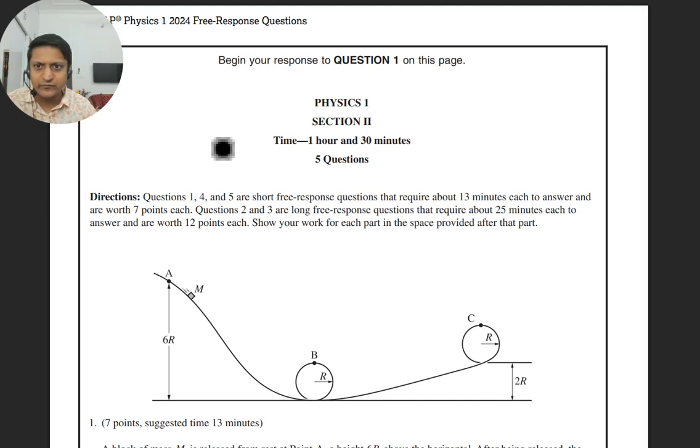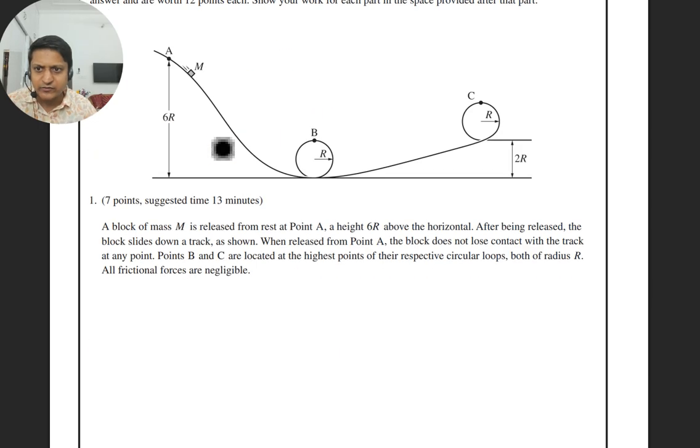This is a question from the 2024 FRQ questions from AP Physics. The question says that a block of mass m is released from rest at point A. So this is point A, and from here the initial velocity u is equal to 0, at a height of 6r above the horizontal. So this height is 6r.